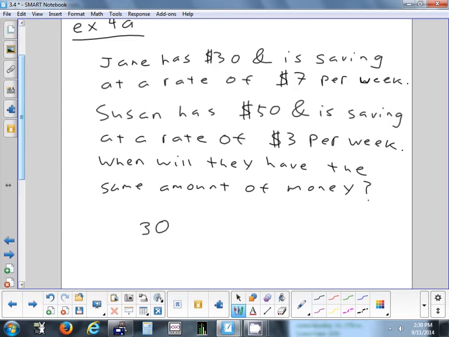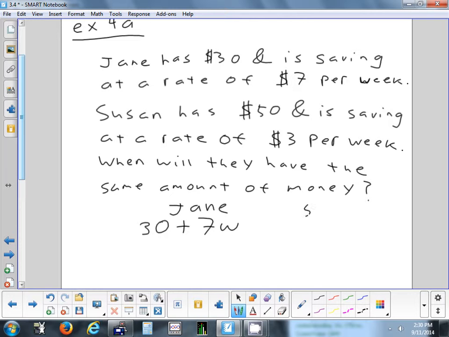Is that going to give her more money or less money? What operation in math do we use when we're adding more? Plus. Now how do we represent $7 per week? 7W. Sure, 7W. That's really good. I don't know how many weeks she worked. Okay? So if she works 1 week, that's $7. 2 weeks, another $7. That's 14. Okay? So this is for Jane.